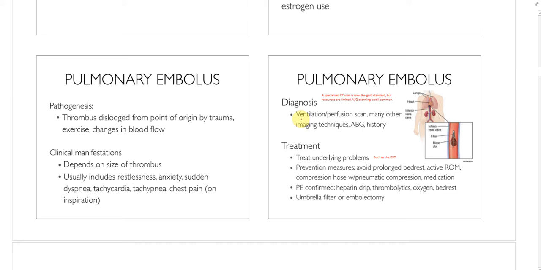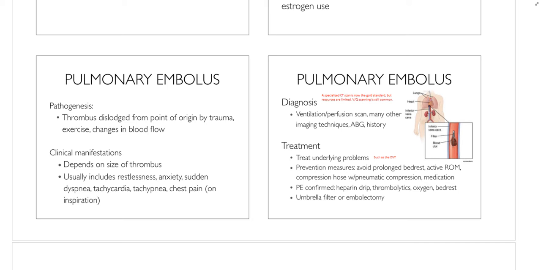Diagnosis of a PE occurs primarily via a ventilation perfusion scan or a VQ scan. The gold standard now is a specialized CT scan, but that's not very available, so VQ scanning is still something we're going to do. We're going to look at ABGs to determine whether they are acidotic or alkalotic, and the history of what may have led to this PE. So if we know that they just came off of a 12-hour flight, we're thinking, hey, we may want to look at the legs. Well, we're going to want to look at the legs anyway.